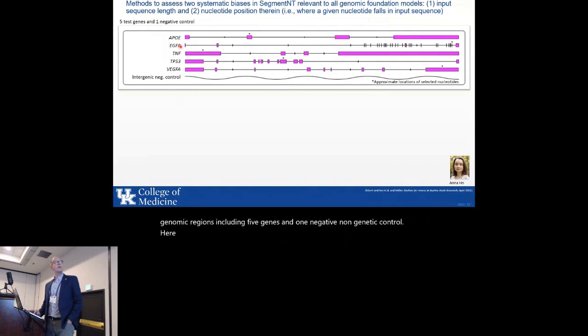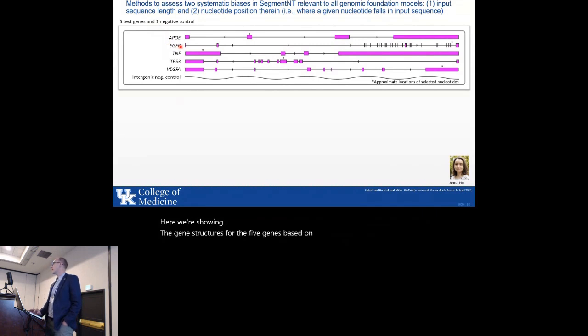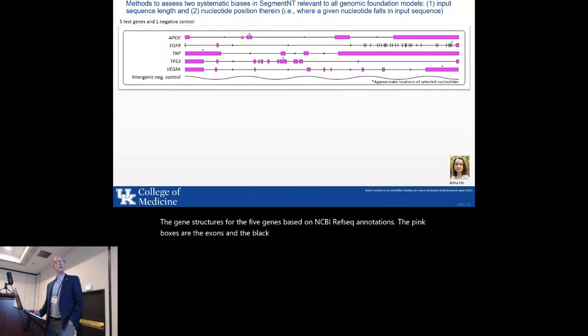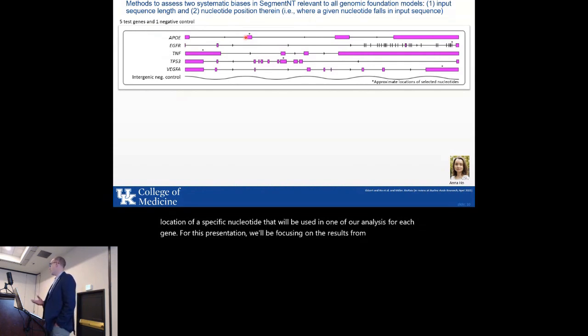Here we're showing the gene structures for the 5 genes based on NCBI RefSeq annotations. The pink boxes are the exons and the black lines are introns. And we're also indicating the location of a specific nucleotide that will be used in one of our analyses for each gene. The presentation will be focusing on the results from the ApoE gene.